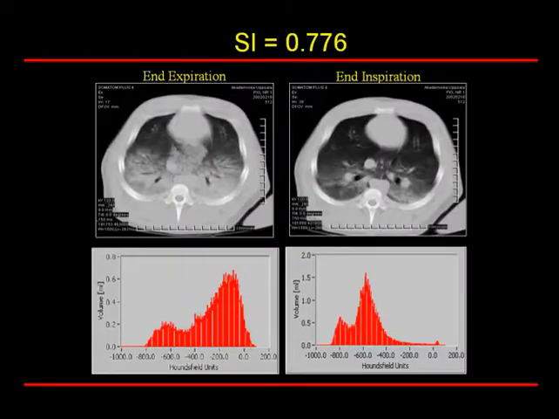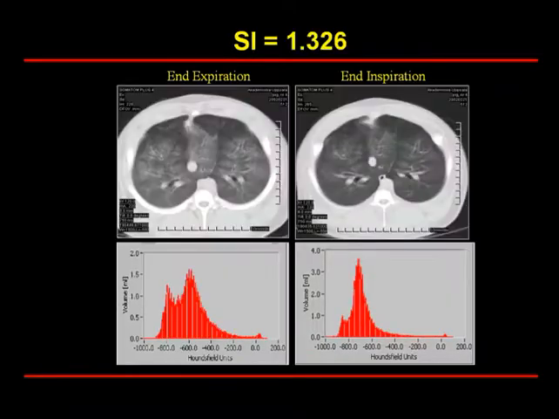And here are end expiration and inspiration with a stress index lower than 1, and you have the distribution of the CT numbers. And you can see that going from end expiration to end inspiration, you have a clear tidal recruitment. So the shape of the curve, the stress index, is able to predict that during tidal inflation I will have tidal recruitment. This is a stress index higher than 1.